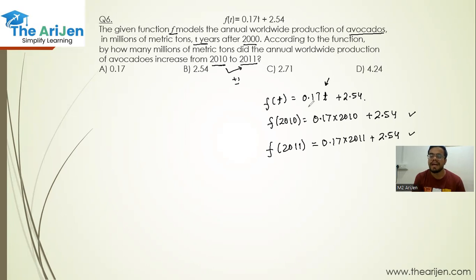So what would be the gradual increase? See, only the increase would be of 0.17, right? The increase would be of 0.17. See, if you subtract these equations, you will find that this part is cancelled with this part. 0.17 you take common, 2011 minus 2010, you have only 0.17. So if you change the value of t by 1, 2, 3, there would be only an increase of 0.17 every year, right? So you can simply go with option A, that is 0.1.